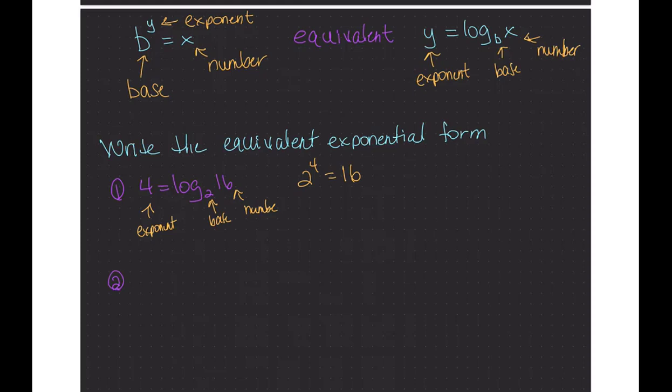Let's try one more of these. Let's say we have 5 equals log base b, as in boy, of 32. So what's my base? B. What's my exponent going to be? 5, and that's going to equal 32.